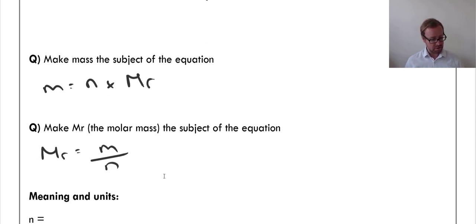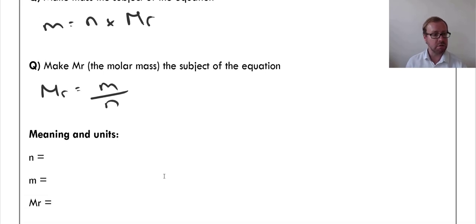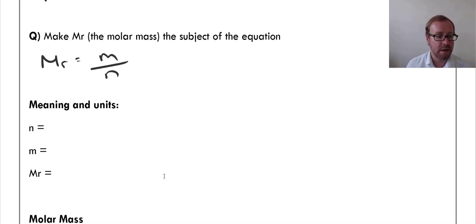So let's move on. Meaning and units. So meaning, n, as you probably guessed, is moles, and my units are mol. We take the e off. I don't know why, chemists are apparently lazy.